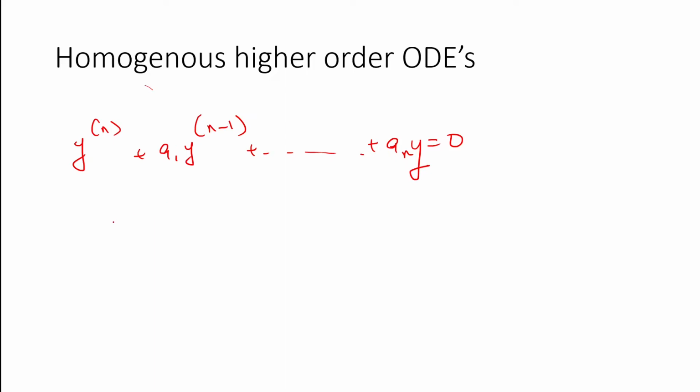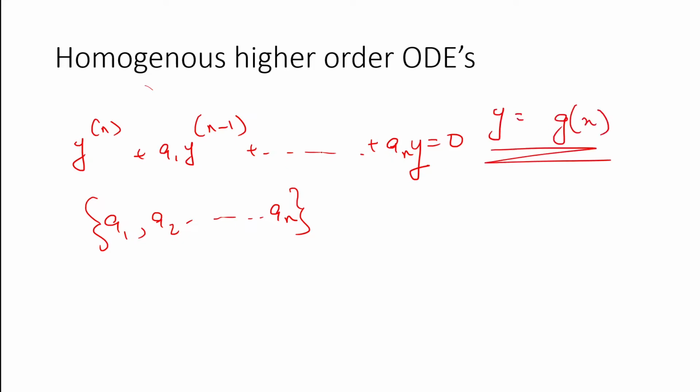And what are a1, a2, all the way till an? This set of functions are functions of the independent variable, which means they are functions of x. We have to find the solution, which is y. So y equal to some function of x; we have to find the explicit solution to the homogeneous higher order differential equation. At least that is our goal.